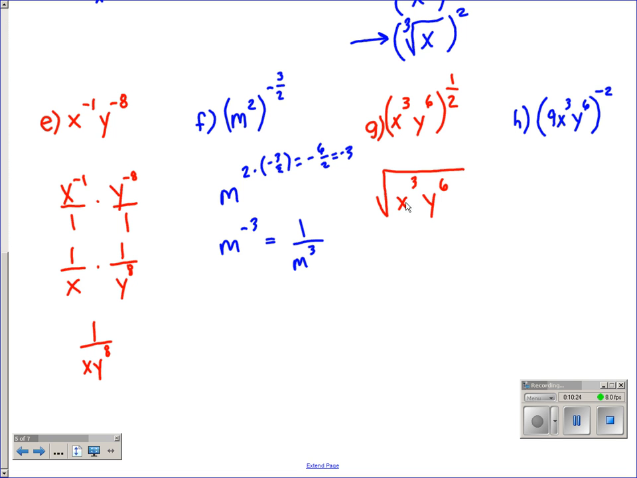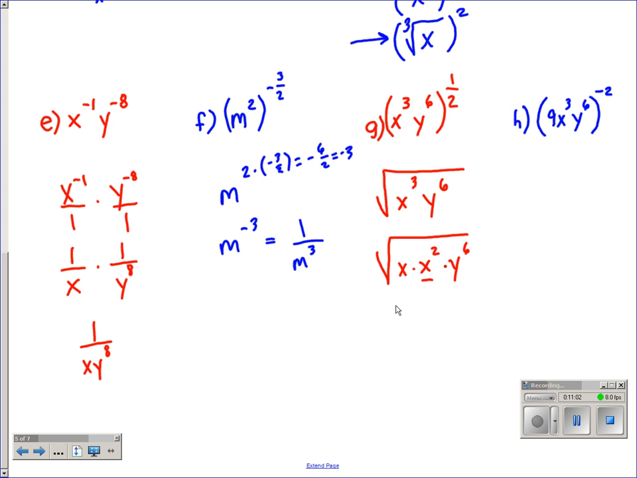So when we look at x to the third, does it have any perfect square factors? We know that x to the third is the same thing as x times x squared. Any exponent that is even is always going to be a perfect square. So we know that x squared is a perfect square. Y to the sixth would also be a perfect square here. It's like saying y to the third times y to the third.